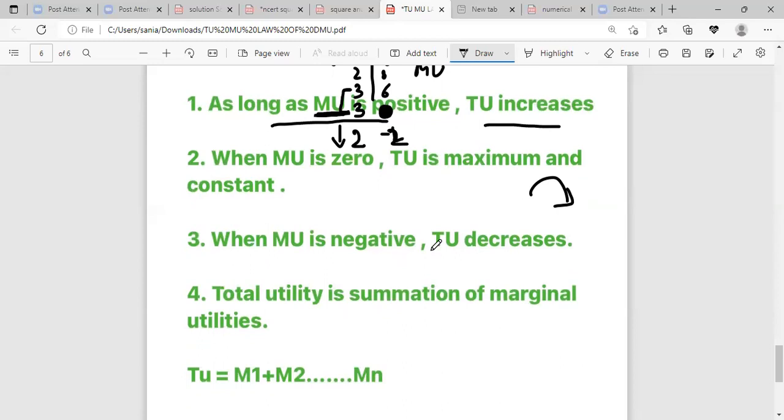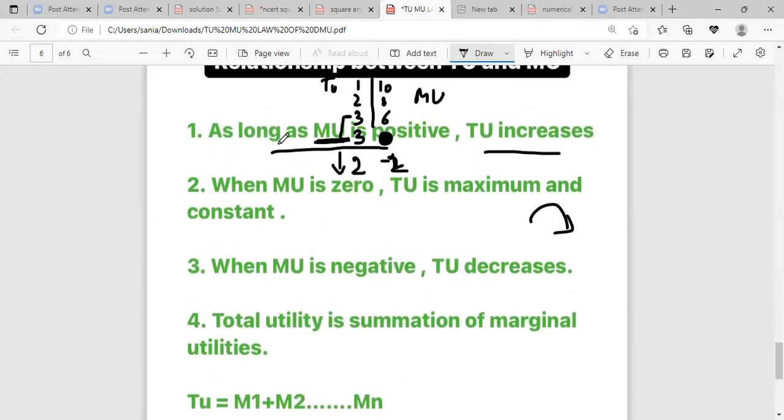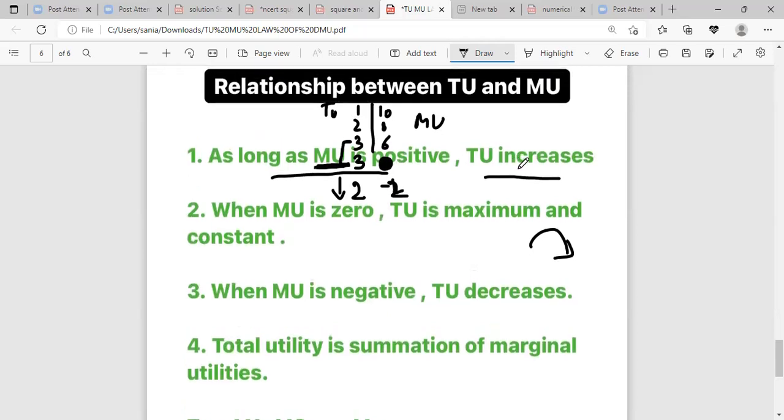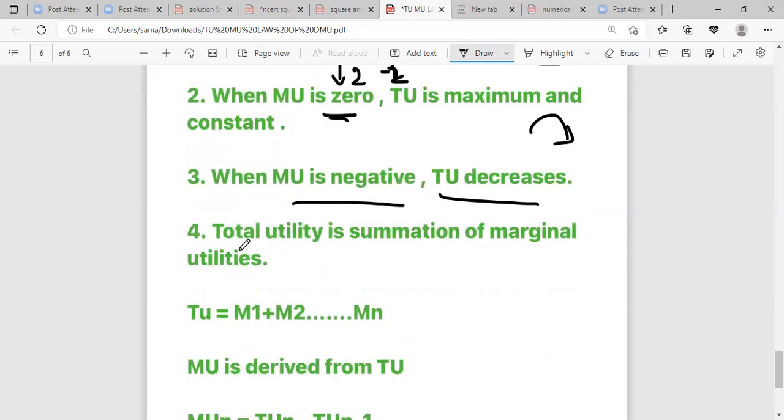Total utility, these three are the relation. As long as your MU is positive, TU will increase. But when your MU is zero, then your TU is maximum and constant. And when your MU is negative, your TU will decrease. Got it? Yes, teacher. Yes, ma'am. Okay.